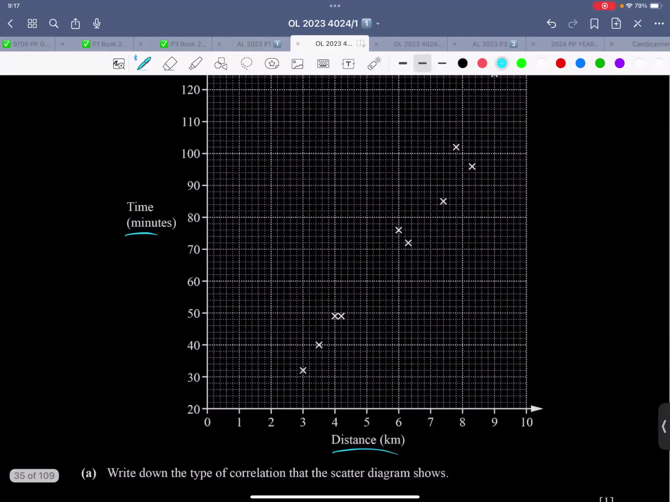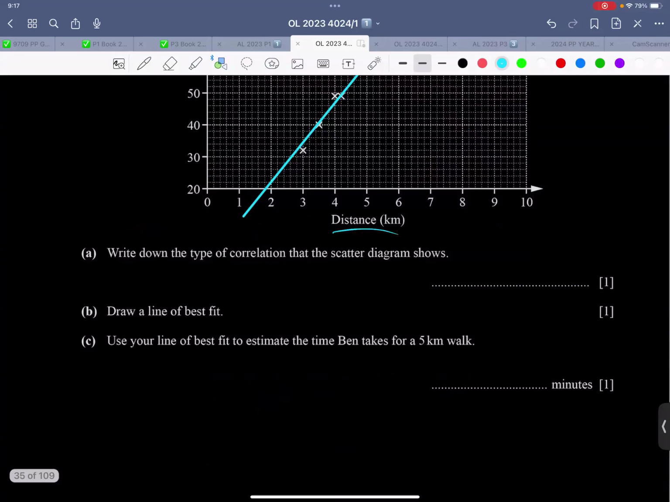So if I draw a line like this, approximately like this, just a rough idea. It's passing through 2 points. Some points are above, some points are below. So it's perfectly good, and this is the line of best fit. So it has a positive correlation between the two variables, because it has a positive slope. Draw the line of best fit, that's drawn.